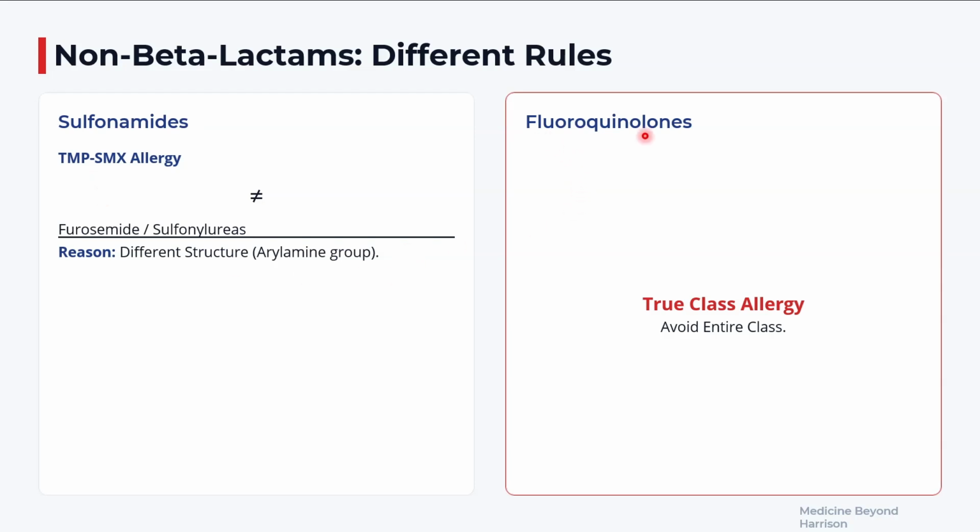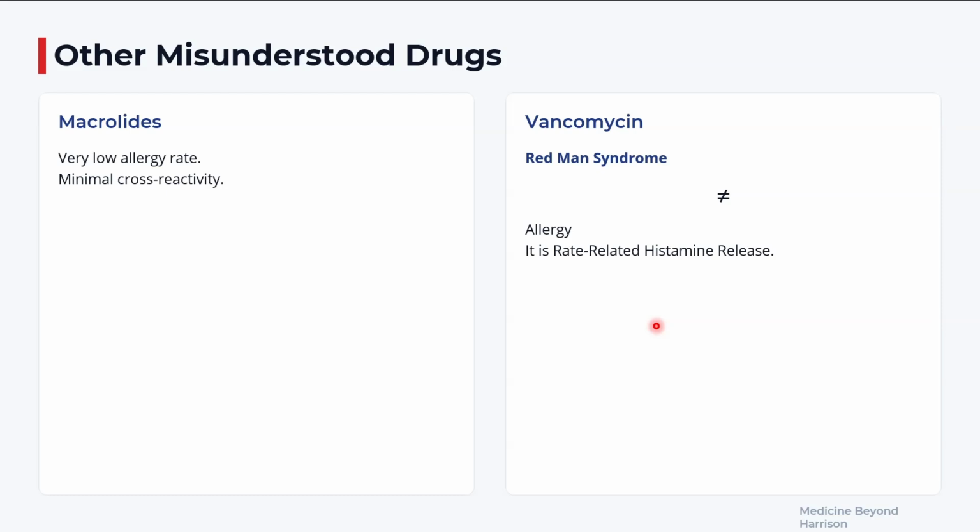So fluoroquinolones, if there's allergy, it is actually a true class allergy over the entire class of drug. This class allergy does not hold well for the beta-lactam group of drugs, whereas for fluoroquinolones, if one fluoroquinolone causes allergy, the others will also be allergic. So don't go for other drugs in this class. Macrolides have a very low allergy rate, very minimal cross-reactivity, so you can always go for macrolides. Vancomycin red man syndrome is actually not an allergic reaction. It is a rate-related histamine release from the mast cells based on the rate of infusion. So if you infuse it very rapidly, it can cause red man syndrome. So always infuse vancomycin over 1 to 2 hours.